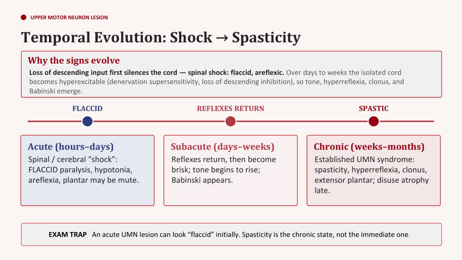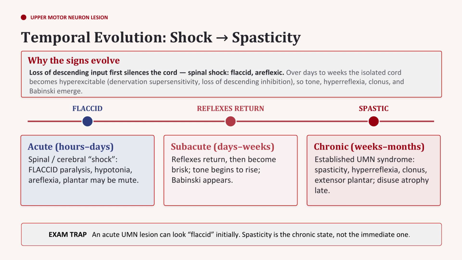A subtlety that catches students. The upper motor neuron syndrome is not spastic from the first minute. It evolves. In the acute phase, the first hours to days after a cord transection or a large stroke, you see a state of shock, spinal shock below a cord lesion, or cerebral diaschisis after a stroke, which produces flaccid paralysis, low tone, and depressed or absent reflexes. The limb looks, transiently, almost like a lower motor neuron problem.